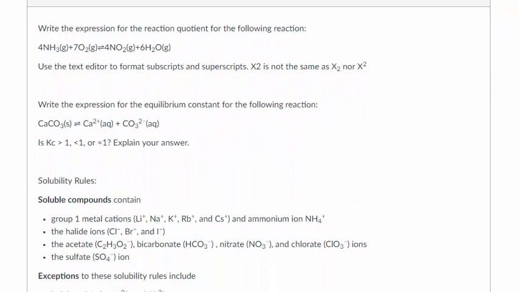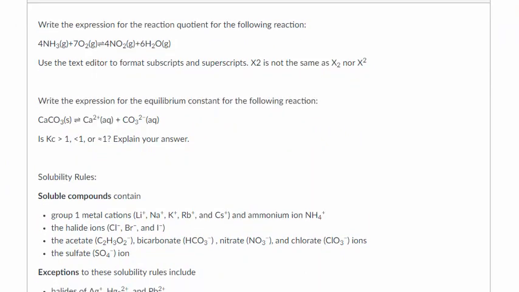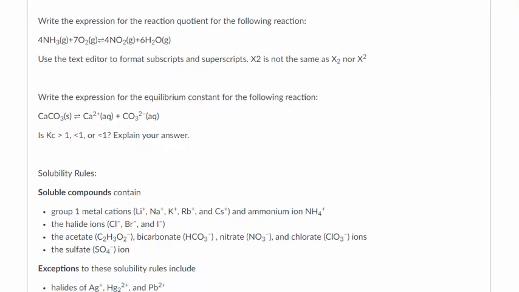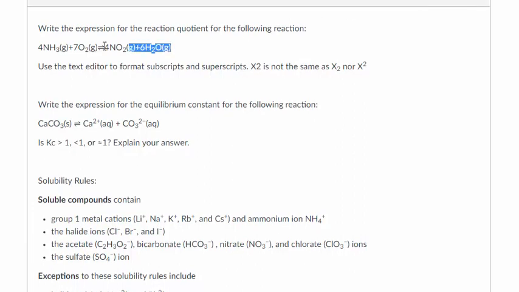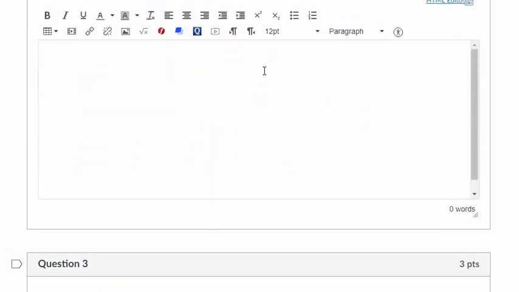Number 2, write the expression for the reaction quotient for the following reaction. You're expected to use the text editor. So let's start here because this question actually has several parts. So we're going to use the text editor. We were asked to write the reaction quotient. Now the reaction quotient is called Q. You can put QC for the concentration reaction quotient.